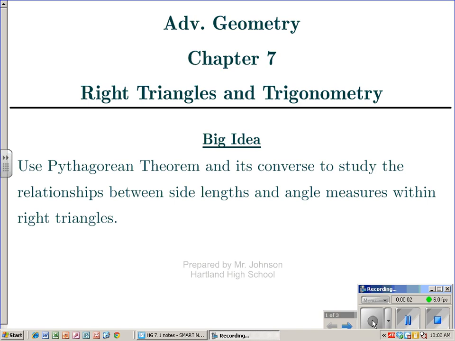Hello everybody, this is the notes for advanced geometry, starting with chapter 7. As you can see, it's about right triangles and trigonometry. We'll get into the basics of trigonometry. But basically, what this chapter is all about is just right triangles. The relationship between the three sides of a right triangle, which is the Pythagorean theorem.